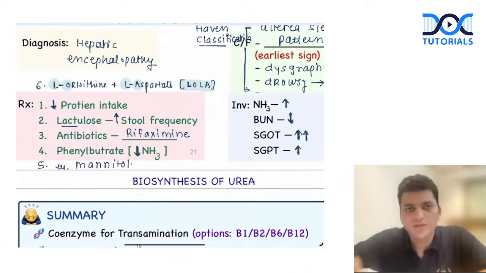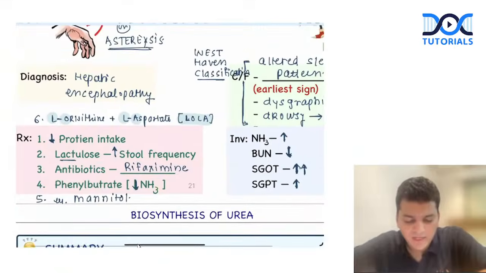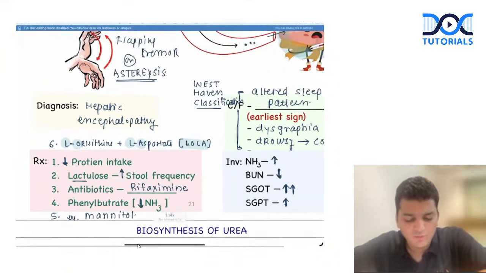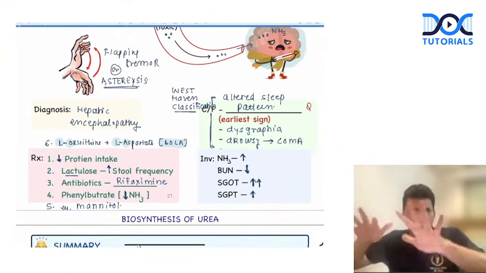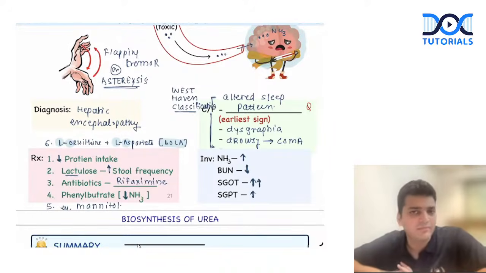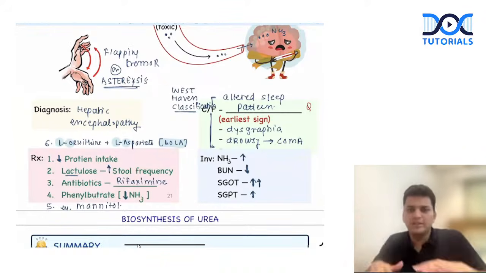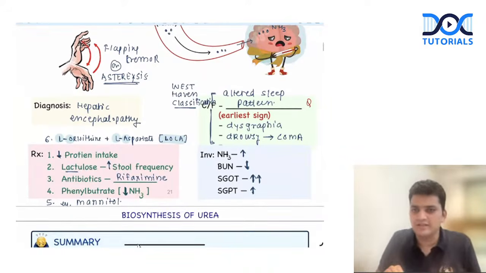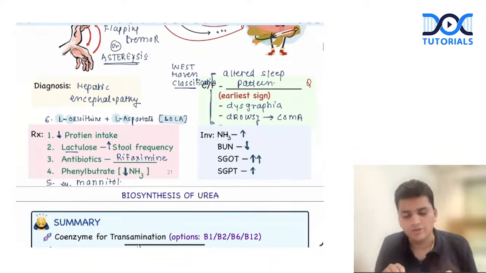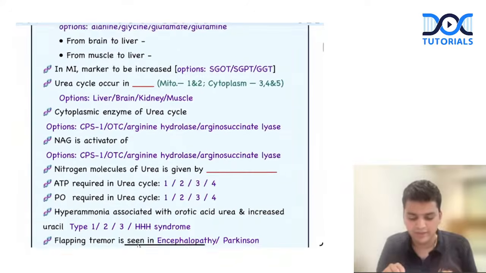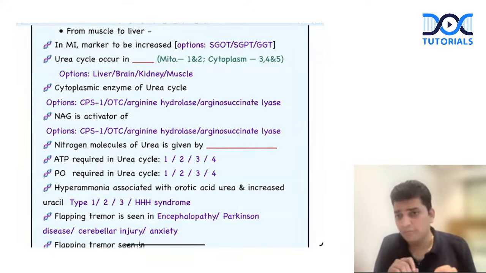Now, one last question. In hepatic encephalopathy, we have the flapping tremors. Can you tell me some more conditions where you have the flapping tremor? Yes, there are three conditions that I want you to remember for flapping tremor. One is hepatic encephalopathy. Yes, rightly said, Manoj. It is the carbon dioxide narcosis, that is hypercarbia. And one is the uremic encephalopathy.